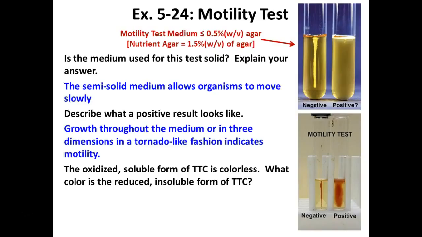So the oxidized soluble form of TTC is colorless. Unfortunately, some of it has been reduced ahead of time in our tubes. Remember, our tubes are a little pinkish? But that's okay, because not all of it was. And the rest of it did get reduced by our organisms, and it turned what color?